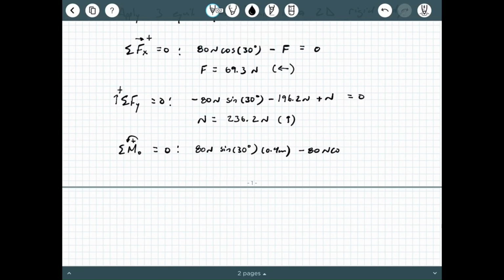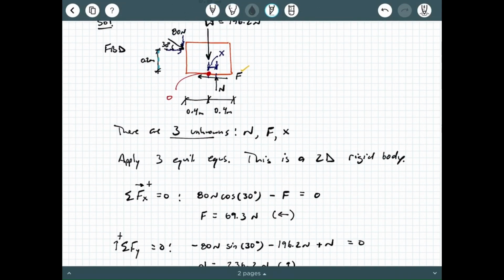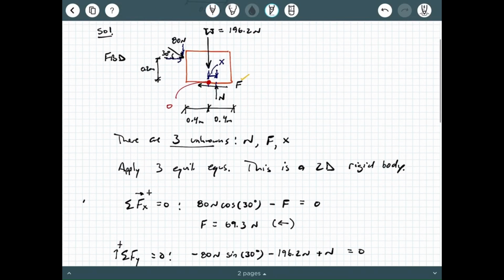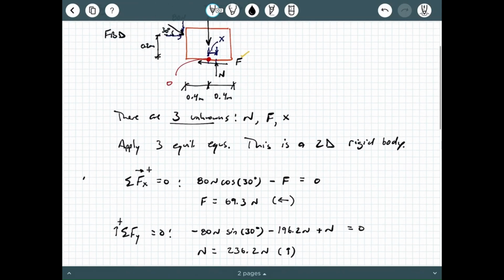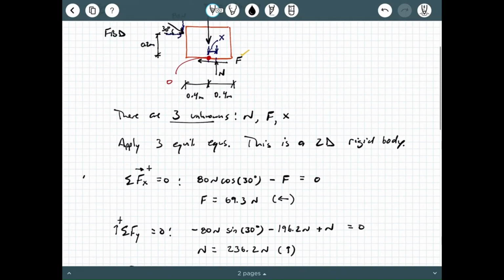80 newtons, my bad. We're going to say minus 80 newtons times cosine 30 degrees times 0.2 meters, right? Its perpendicular distance is this 0.2 meters. And we're done with the 80 now. The weight of the box does not come into play here because that's acting at the origin. What about the normal force? Yeah, absolutely. That's going to cause a moment about O. So we're going to say plus that normal force times X.